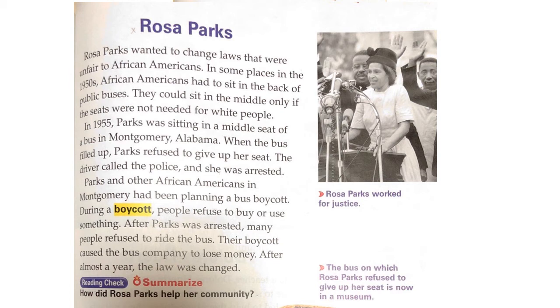During a boycott, people refused to buy or use something. After Parks was arrested, many people refused to ride the bus. Their boycott caused the bus company to lose money. After almost a year, the law was changed. So, boycott is a peaceful demonstration to fight injustice. Now, if I ask you to summarize how did Rosa Parks help her community, you should be able to answer it using this information that you've read on this page.